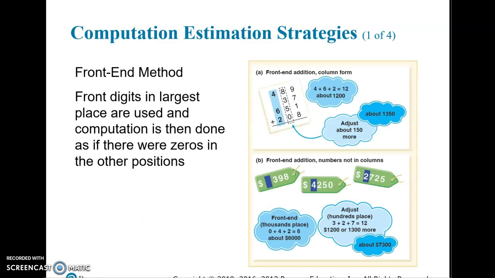The front-end approach is reasonable for addition or subtraction when all or most of the numbers have the same number of digits. Notice that when a number has fewer digits than the rest, the number may be ignored initially. Also note that only the front leftmost number is used and the computation is done as if there were zeros in the other positions. After adding or subtracting the front digits, an adjustment is made to correct for the digits and or numbers that were ignored.